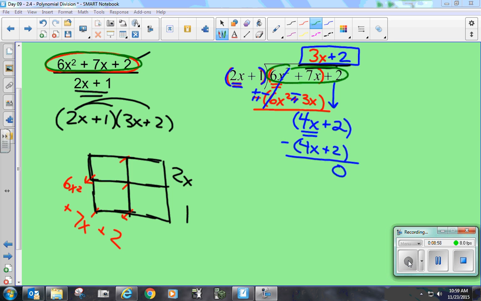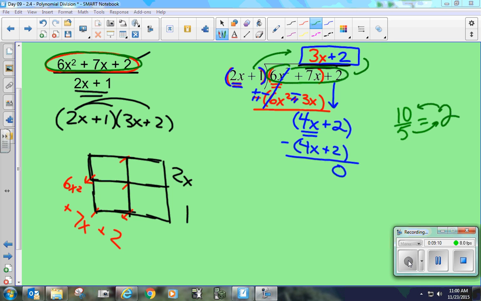Okay? Think of it this way. If I have 10 divided by 5, what's the answer? 2. You want to know why? Because 5 times 2 gives me 10. So this times this is going to give me this. This times whatever the division answer is, 3x plus 2, when I multiply, it's this. It's working backward. I'm just going to work backward with the box method. They call it reverse tabular.